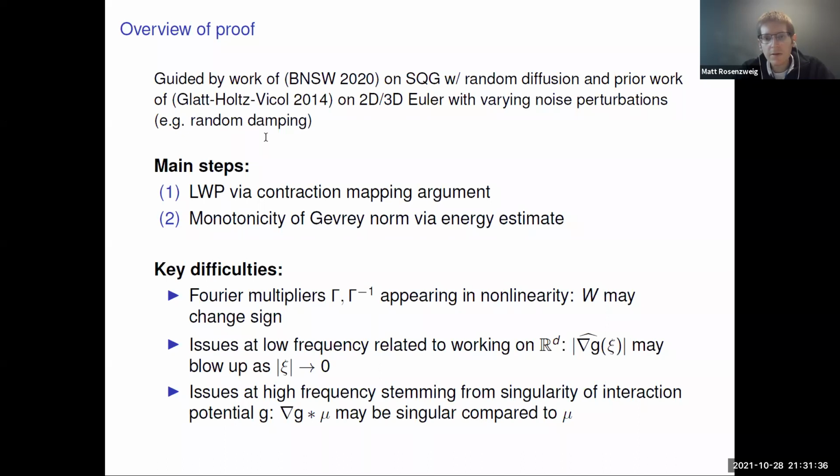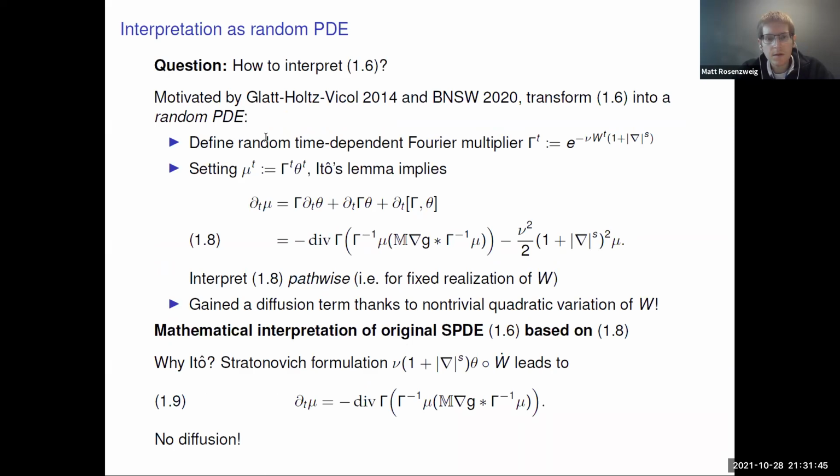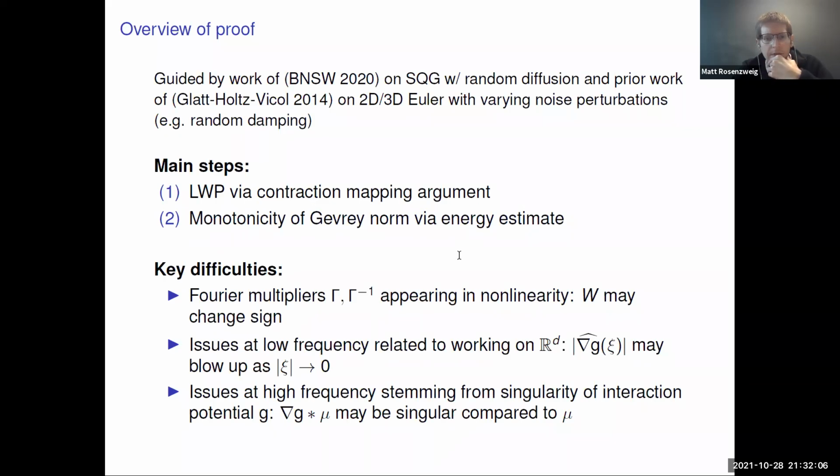So what are the key difficulties here? Well, okay, the first is that you have these Fourier multipliers, gamma, gamma inverse, appearing in the nonlinearity. You may recall this expression right here. These are exponentials. The Brownian motion is changing signs depending on what realization of it I have. So it's not a priori clear that you can absorb all of these Fourier multipliers appearing here. But again, that's an issue that was encountered in prior work.